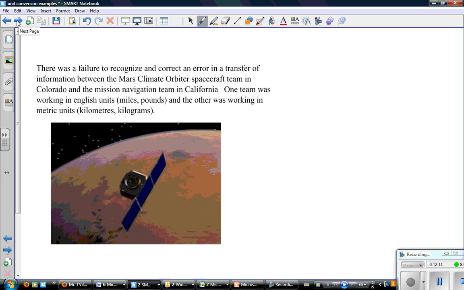Well, there were two teams working on this. One team in California and one team in Colorado. One team was working in metric, so meters and seconds and kilograms. And the other one was working in imperial, so miles and pounds. And they didn't bother to tell each other, and nobody checked the math. This is NASA. Nobody bothered to check the math, and the mission was lost. So I'm guessing somebody got fired over that one.